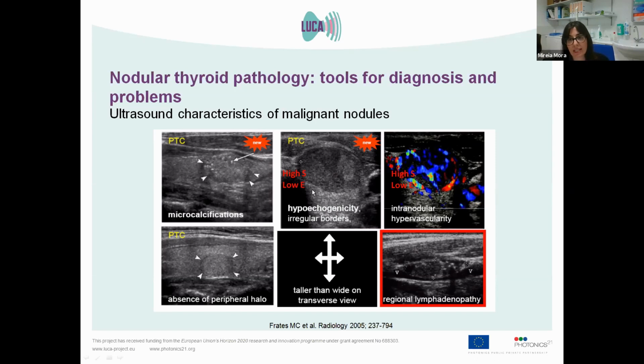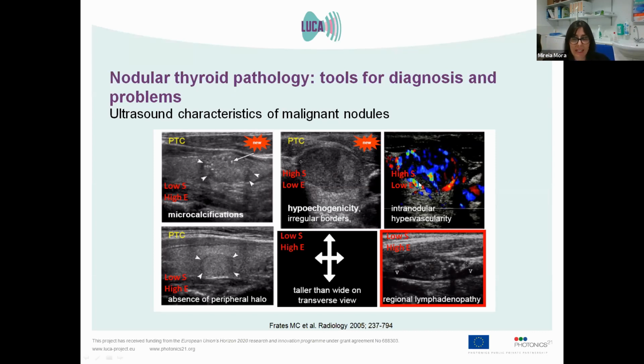And the fact that a nodule presents these characteristics, such as hypoechogenicity and intranodular hypervascularization, suggests malignancy, but both benign and malignant nodules can have these characteristics. So it doesn't help very much to distinguish between them. The other characteristics, for example, microcalcifications, the absence of a peripheral halo, the presence of regional lymphadenopathies, and this taller than wide shape in the transverse view, are, instead of the previous, low sensitivity characteristics but high specificity. This means that when you find these characteristics, you are almost sure that you have a thyroid cancer in that nodule, but the probability that you find these characteristics is low.